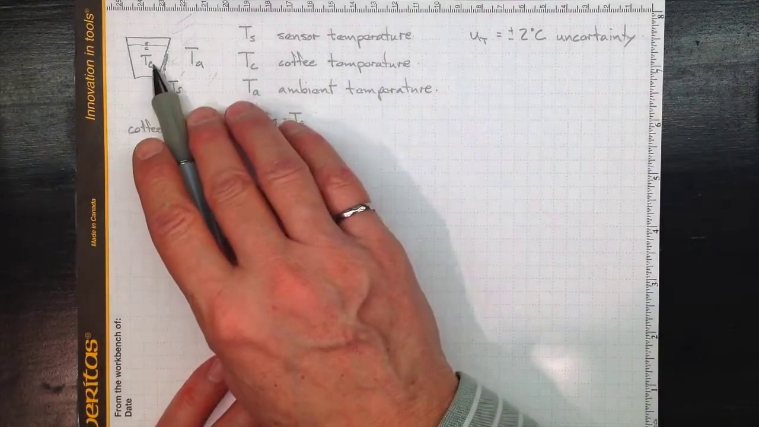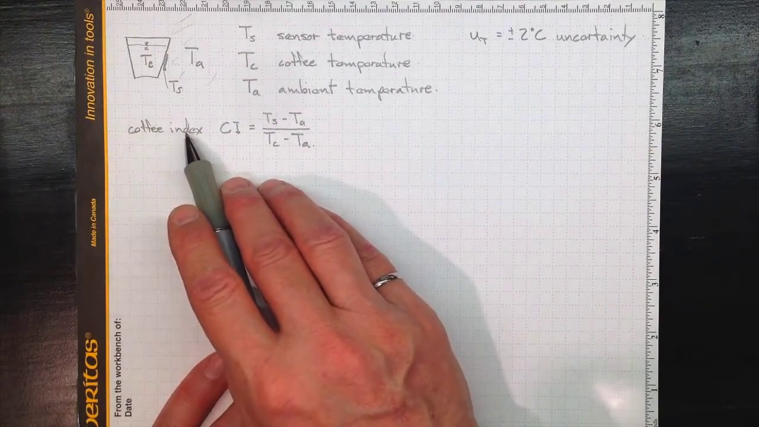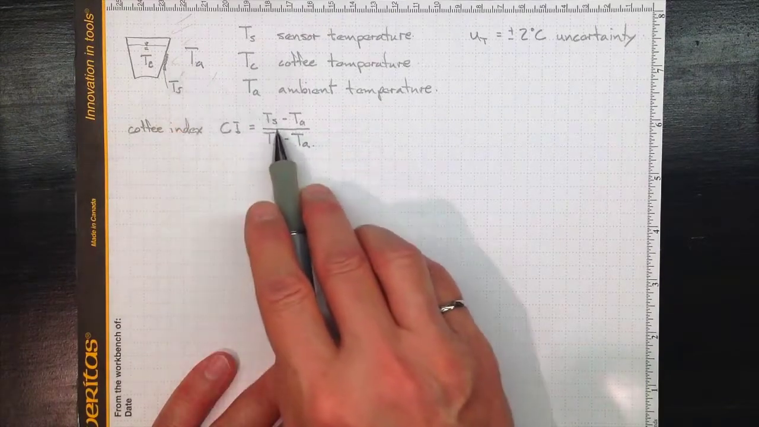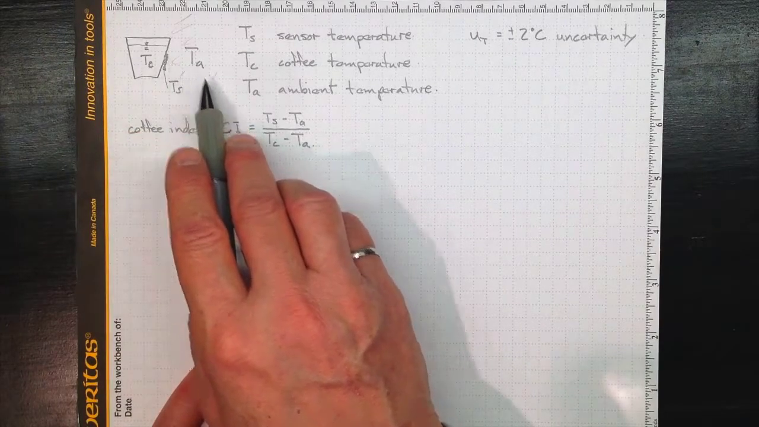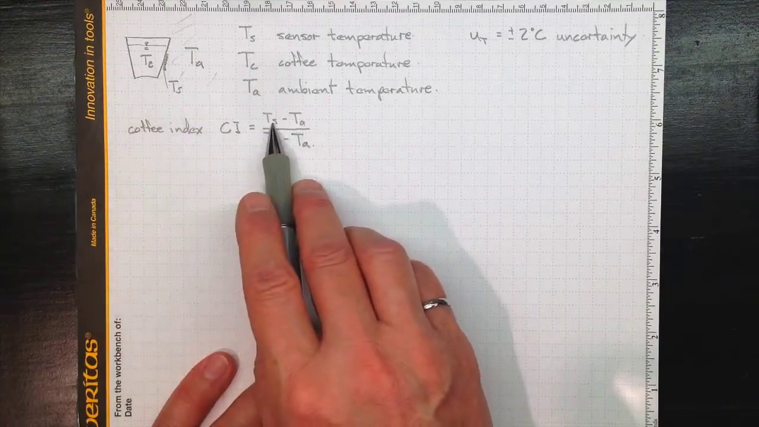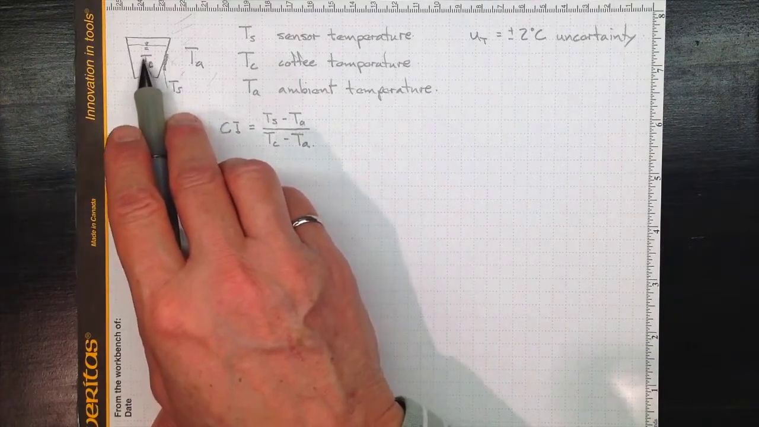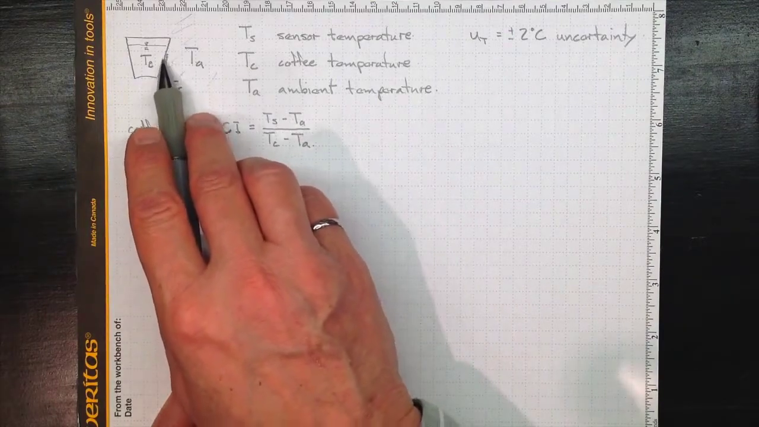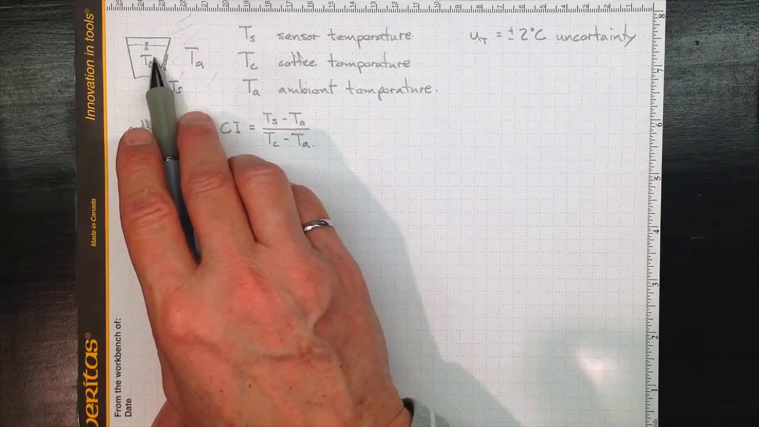We can indicate how well we're succeeding in making this measurement with what I've defined as a coffee index. And that's the difference in temperature between the sensor temperature and ambient, TS minus TA, divided by the difference between the coffee temperature and ambient, T coffee minus TA. So if the sensor temperature is at ambient temperature, this index will be 0. If the sensor temperature is at the coffee temperature, this index will be 1.